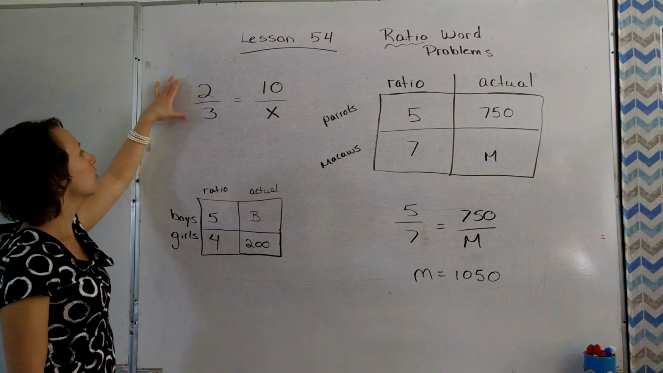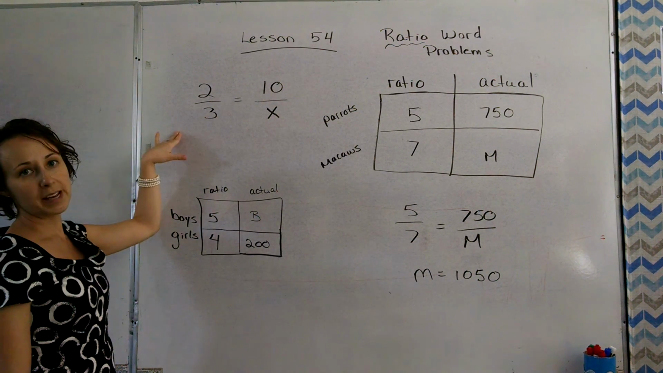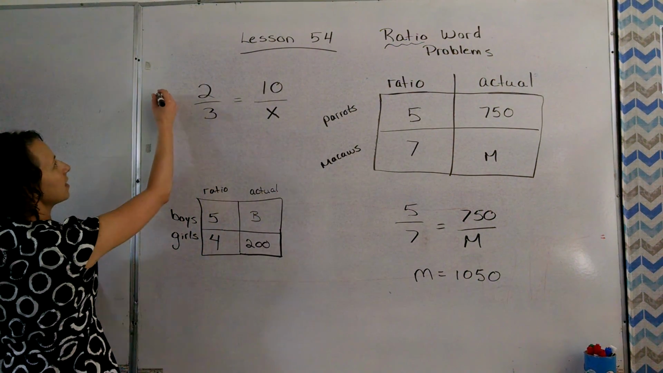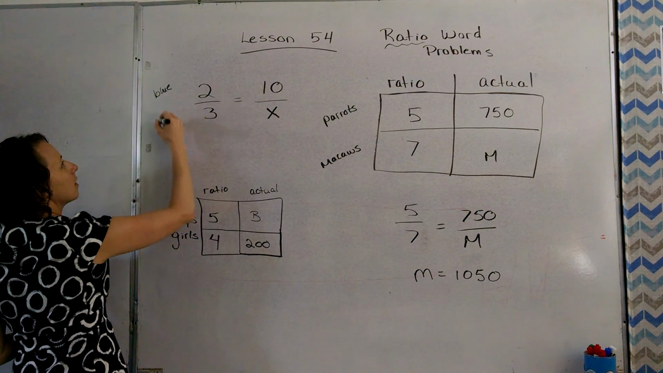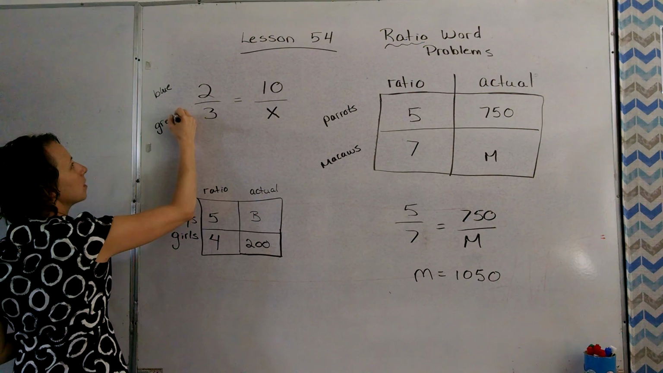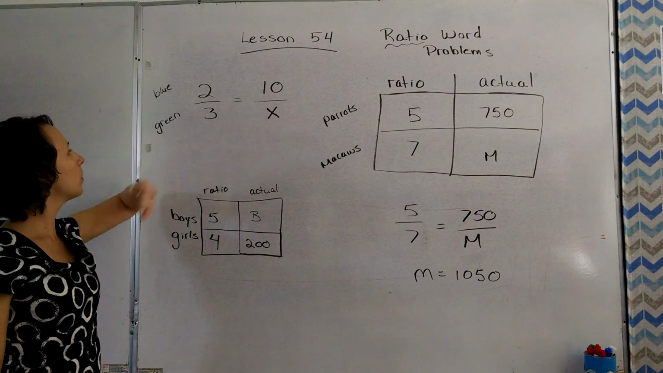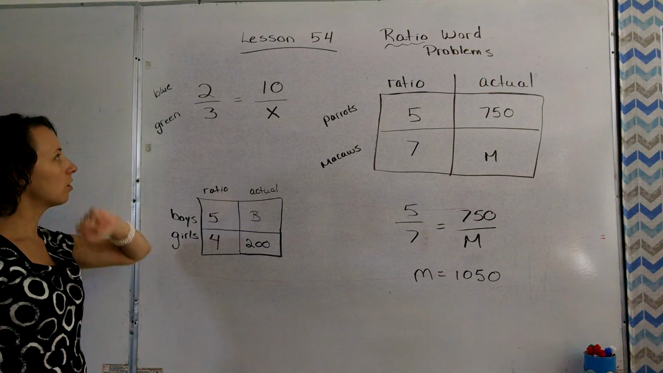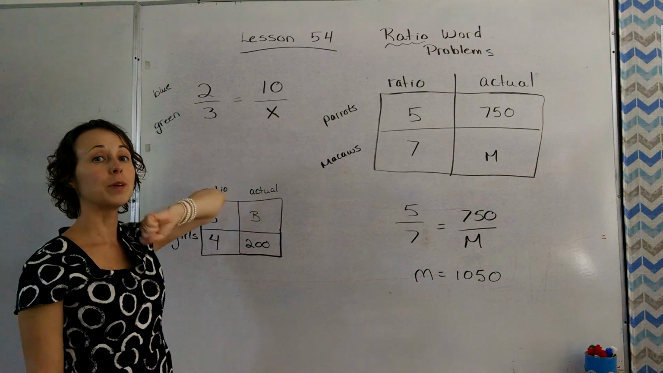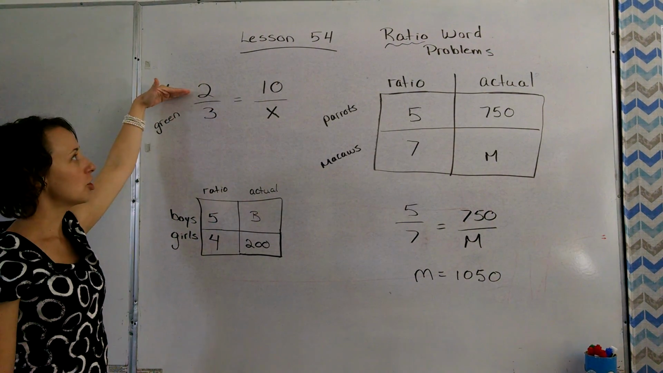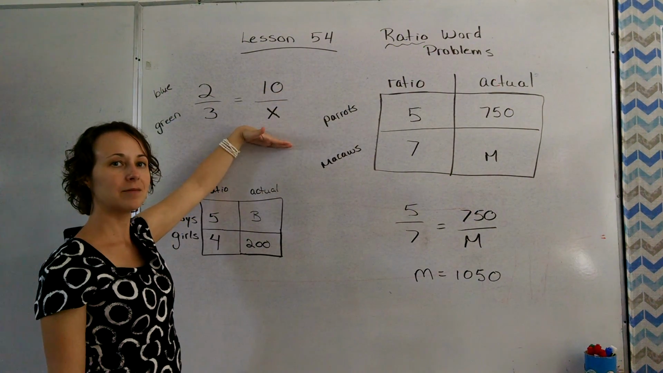Here's an example of a ratio, 2 to 3. If the ratio is 2 to 3, and let's say the 2 is blue marbles to green marbles in my game. If for every 2 blue marbles, there are 3 green marbles. Okay, let's say there are 10 blue marbles in total. How many green ones are there? The ratio is 2 to 3. The actual number is 10 to something.